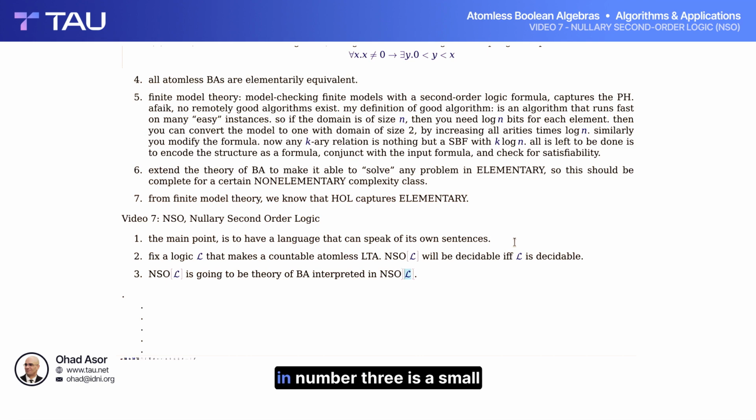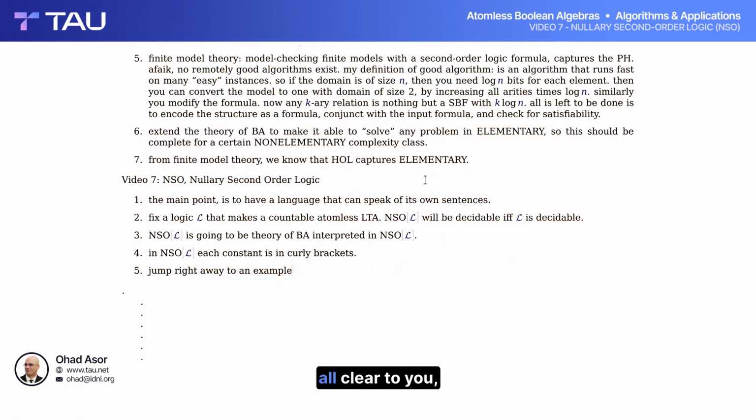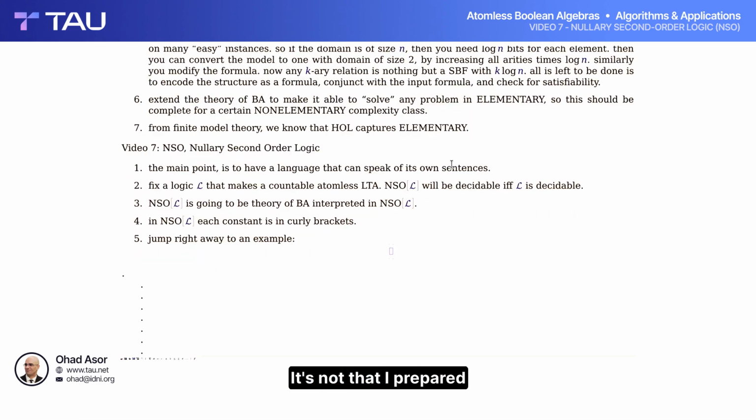But my main point here in number 3 is a small point. What I want to say is as we said in previous videos, when we said the theory interpreted in some fixed Boolean algebra, we also assume that there is a constant interpreted to each element. In NSO, each constant is in curly brackets. We will see in a moment why it's important. So we can jump right away to an example, which should make it all clear to you. Just a random example. It's not that I prepared an example, but any example should make it clear to you.